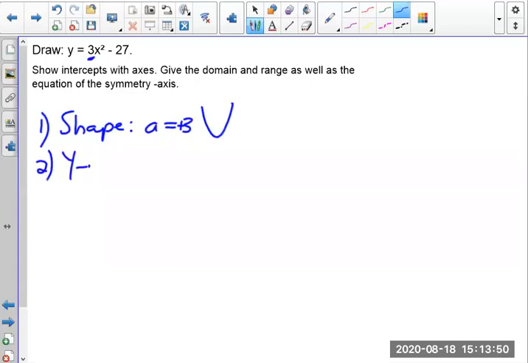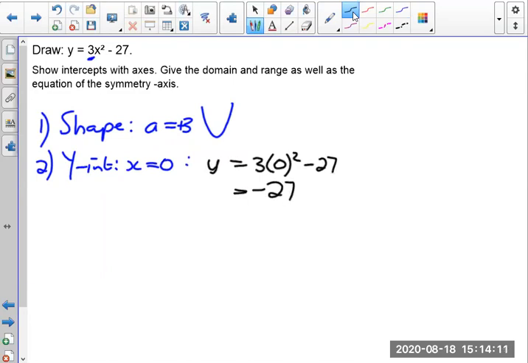To get the y-intercept, we make x equal to 0. Now, it doesn't matter if you have a parabola, a straight line, an exponential graph. If you want y-intercept, you make x 0. So, if I make x 0, I get y equals 3 times 0 squared minus 27. That will give me minus 27.